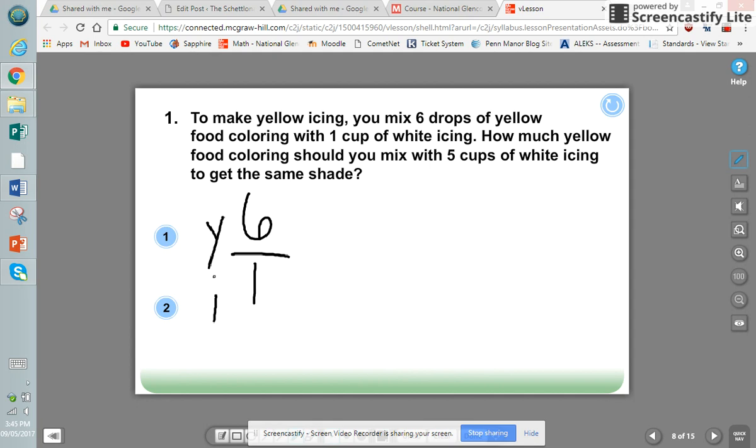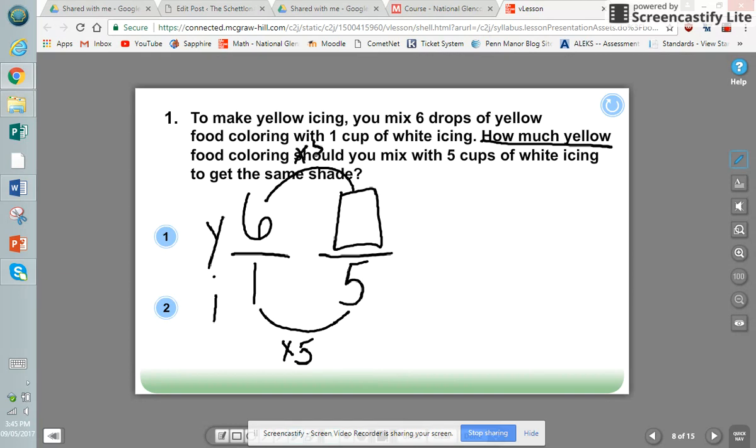Now, the rest of the question asks how much yellow food coloring. So I'm looking for how much yellow. So I'm going to put a little square there. Food coloring. What I need if I'm mixing it with 5 cups of icing. First things first, let's take a look. To make these equivalent, I could do one of 2 things. The first thing I could do is see the relationship between 1 and 5 here. If I multiply that 1 times 5, I get 5. So, reason to say that if I, up here, multiplied times 5, I would get 30.